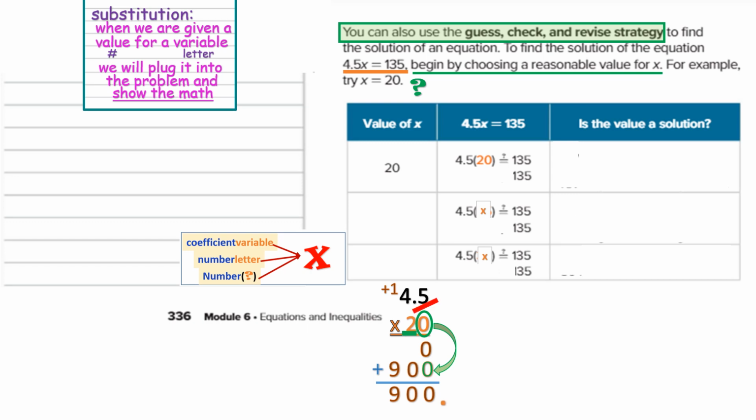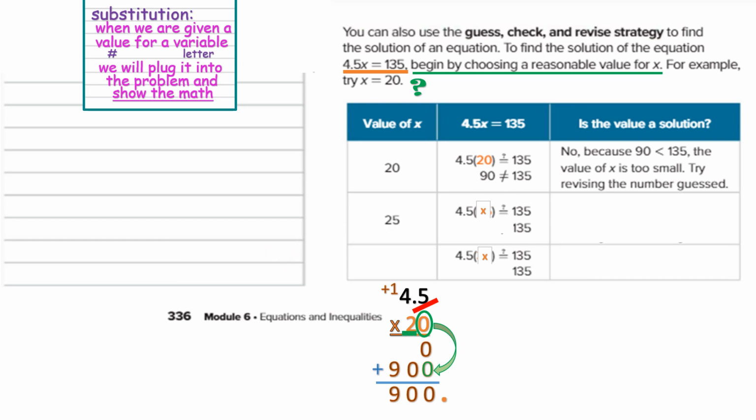Is that going to give me enough? Now I need 135, so you can see that 90 is not equivalent, right? It is too small. The explanation says 90 is less than 135. All right, so what are we going to try now? Well, the book shows us that now we're going to try 25.